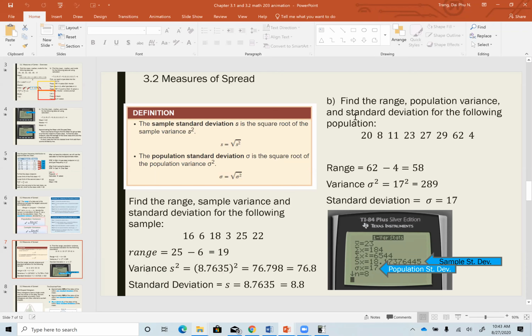And if you look at B, I asked you for population, so that's why over here I'm using the population and I'm not using the 18.817. I'm using 17, which is my population standard deviation, okay?